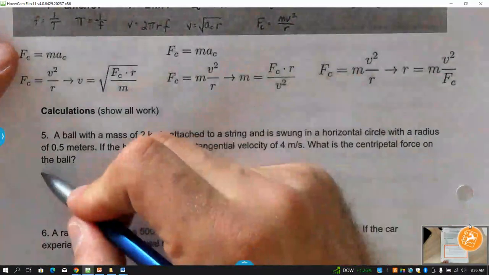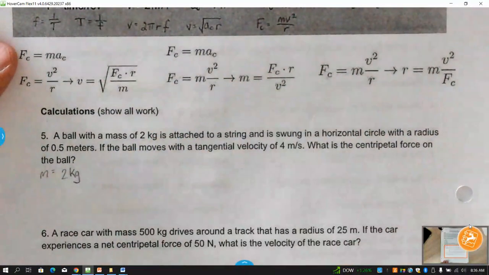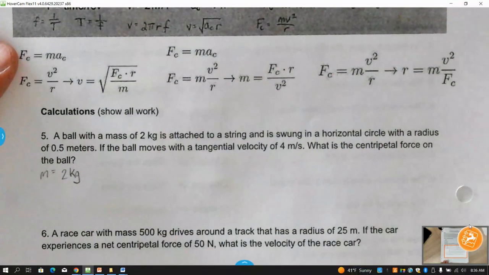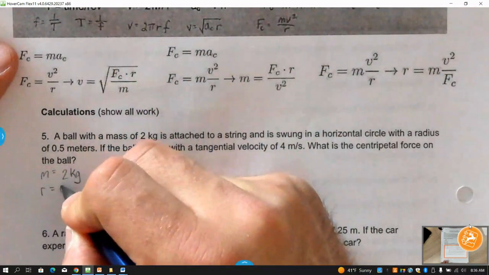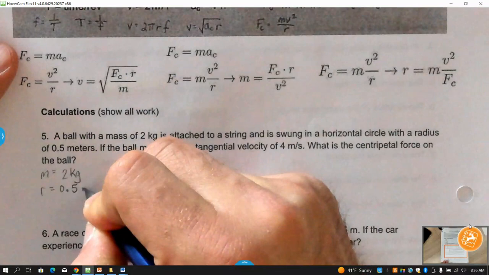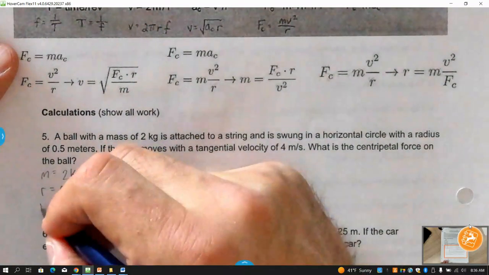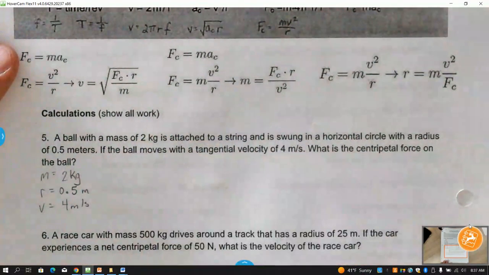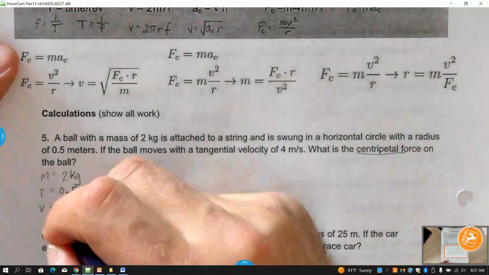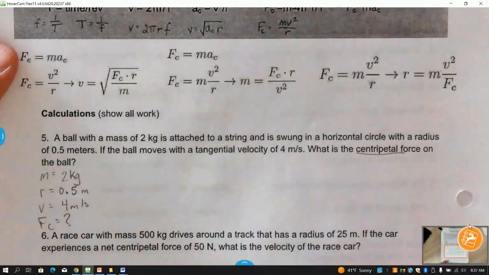A ball with a mass of 2 kilograms. You're definitely going to want to label everything here because you need to know what you got in order to know where you're going to need to go. So we got 2 kgs on a string swung in a horizontal circle with a radius of 0.5 meters. So radius, we want it in meters. Mass, we want it in kilograms. And a tangential velocity, that is letter V, 4 meters per second. And what do they want? Centripetal force. So FC is my question mark.